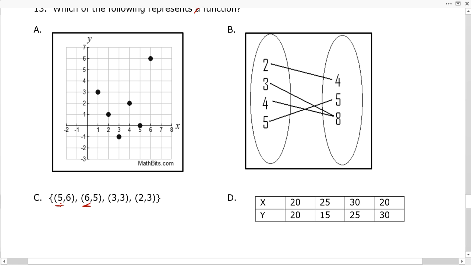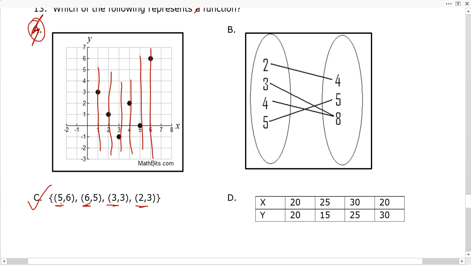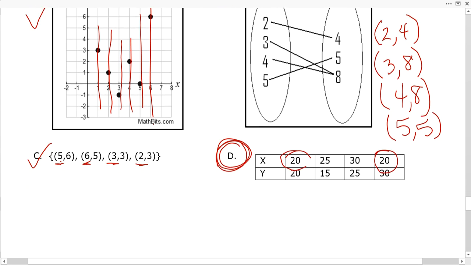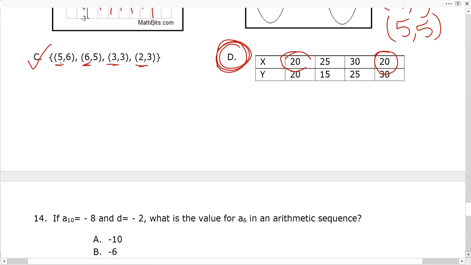C, start with C because it's right here. 6, 5, 3, 2 is a function. If you look at all these lines, they're all separate, so that's a function. This one is a function because you have 2, 4, 3, 8, 4, 8, and 5, 5. My x's don't repeat. And D, I have the repeating 20s. So D should be my answer because it's not a function. And that was written wrong. Y'all get to get all my mistakes.